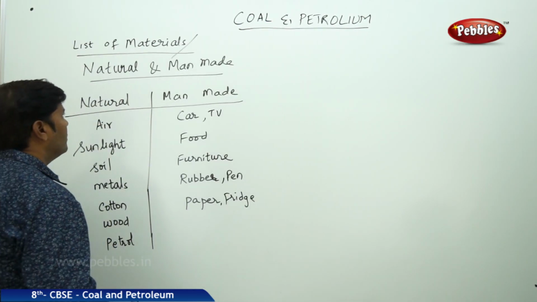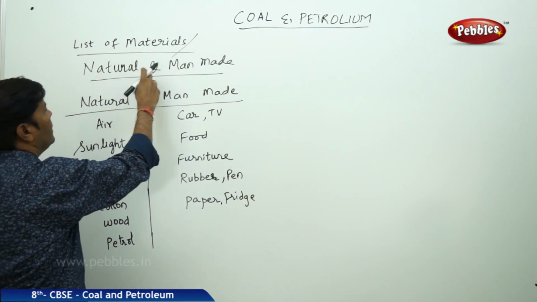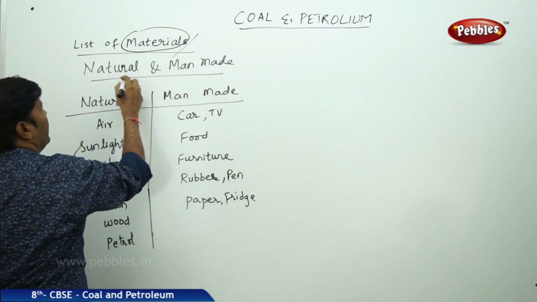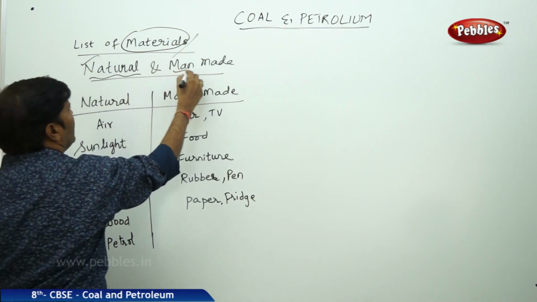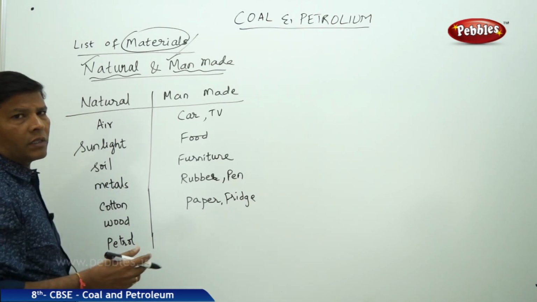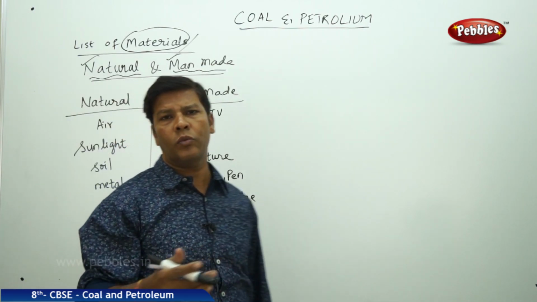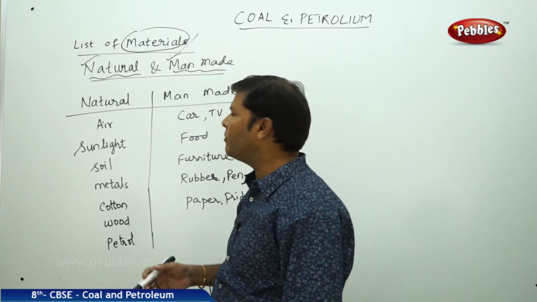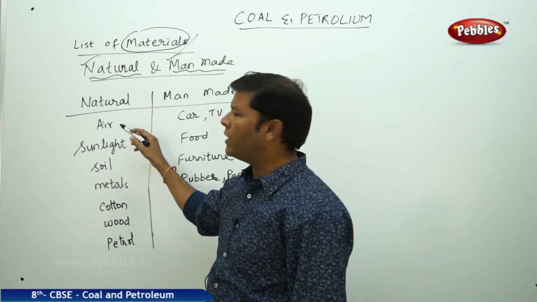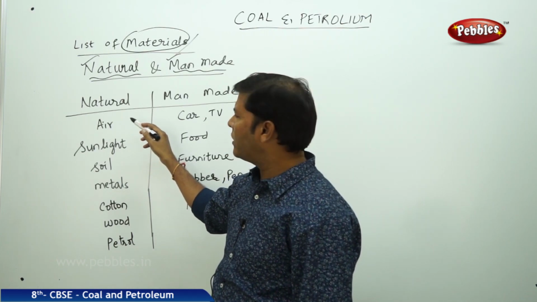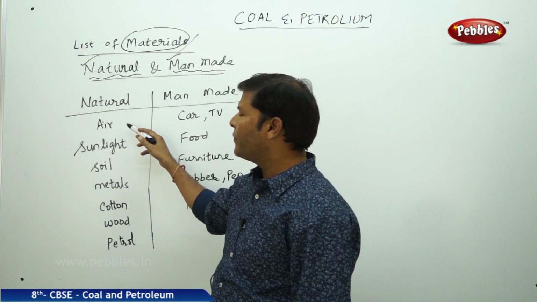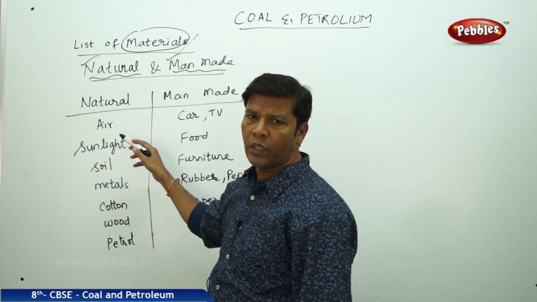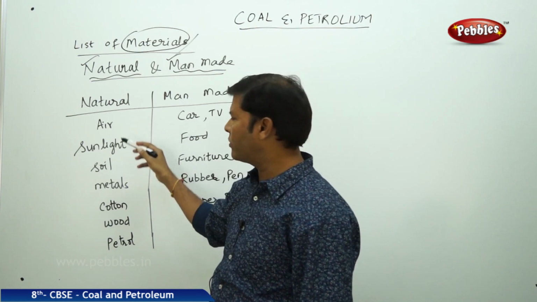So if you take the list of materials, and try to classify the materials from natural materials to man-made materials, there are two types: natural materials and man-made materials. If you go to natural materials, yes, air is a natural source. This is a natural resource which is given to mankind. Air is inexhaustible and it is always a renewable source of energy. Sunlight also is a renewable source of energy and inexhaustible.